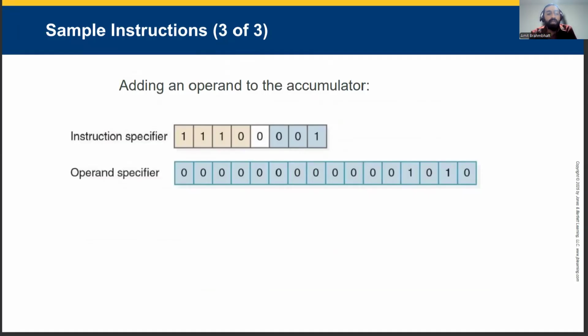Now, the final slide focuses on adding an operand to the accumulator. Like previous examples, you'll see that addition can be performed using immediate or direct addressing. Immediate mode adds a constant value embedded in the instruction, whereas direct mode adds the value stored at a memory address.